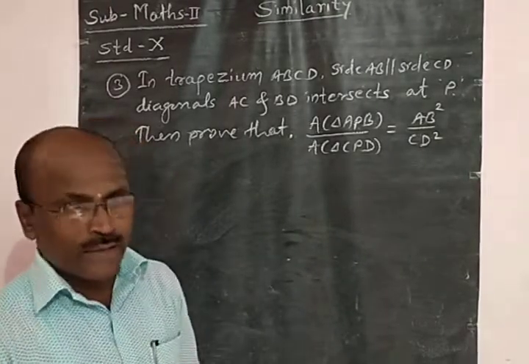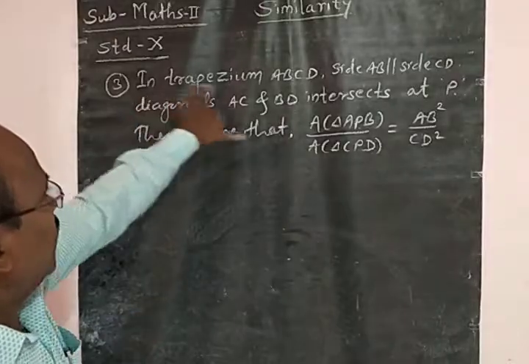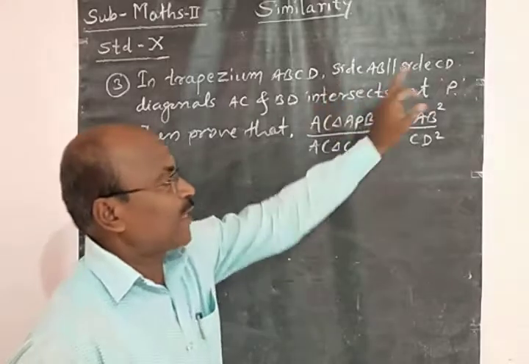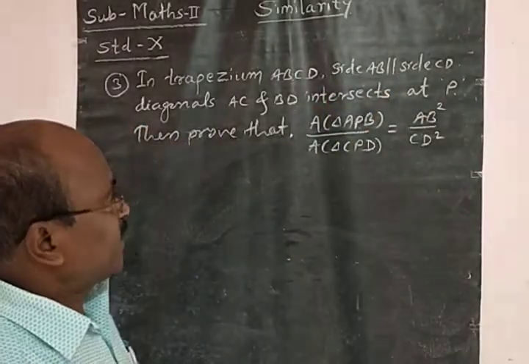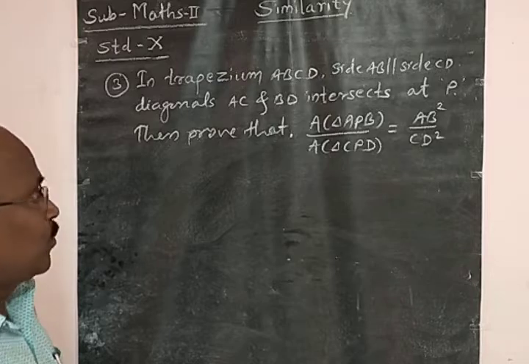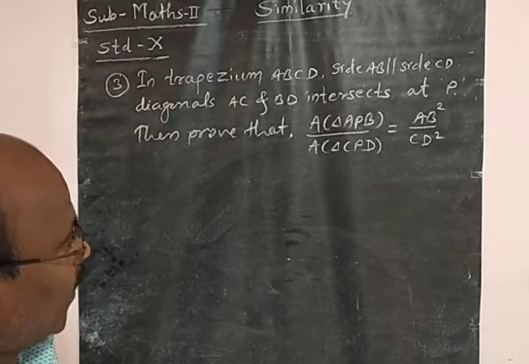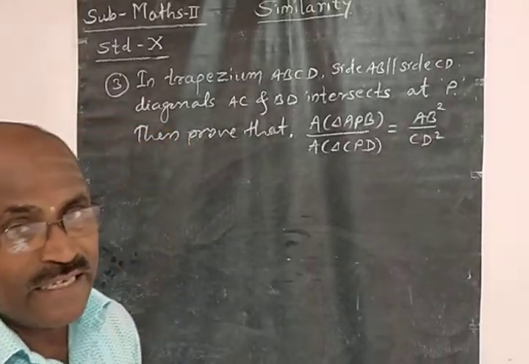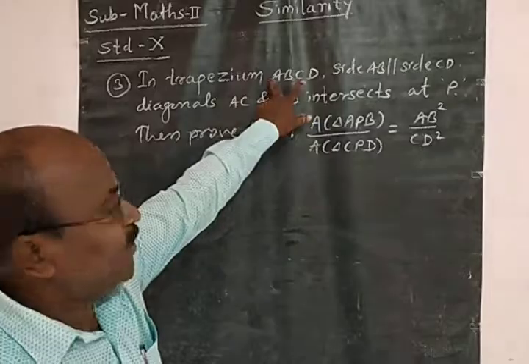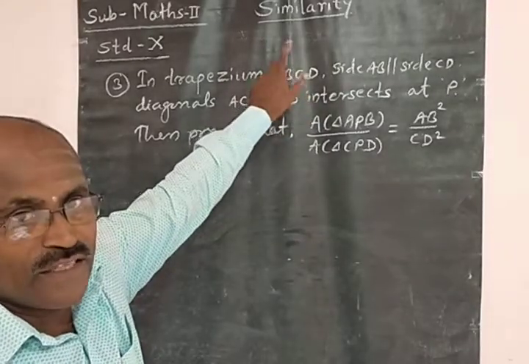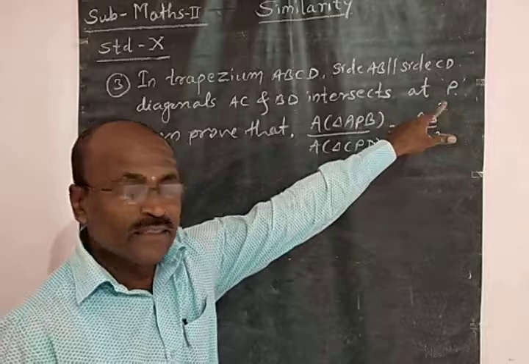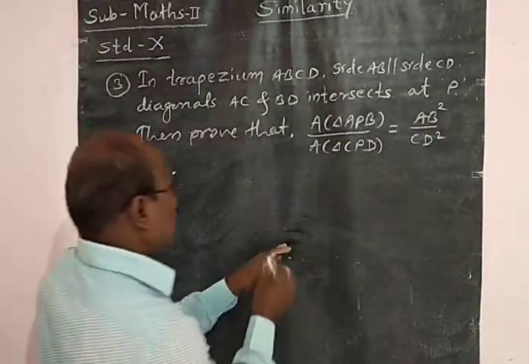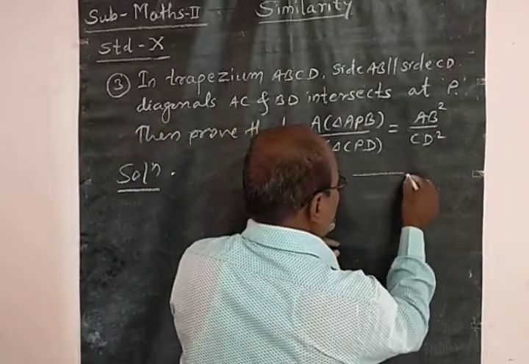Look at the third example here. In trapezium ABCD, side AB is parallel to side CD, diagonals AC and BD intersect at point P. Then prove that area of triangle APB upon area of triangle CPD is equal to AB square upon CD square. Here quadrilateral ABCD is a trapezium. In that trapezium AB is parallel to side CD. So first of all draw a trapezium here.